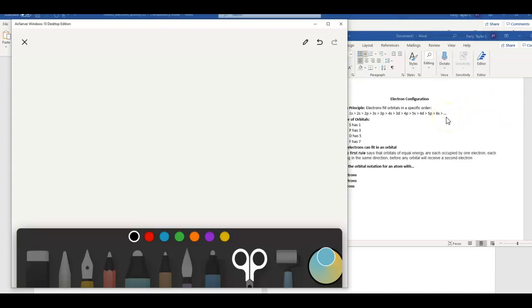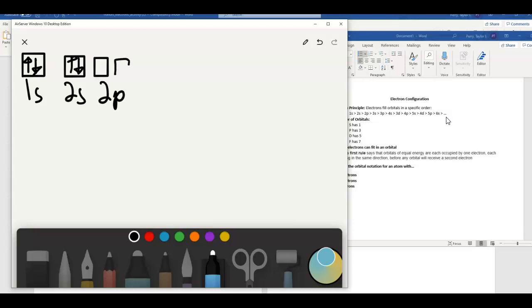We're going to start with 1s. Okay, so let's fill that up. 1, 2. Then we're going to 2s. 1, 2. Then we're going to go on to 2p, which has 3 boxes, or 3 orbitals. And we're going to go 1, 2, 3, then 4, 5, 6, 7. Bam. All right, let's see how I did that, okay?